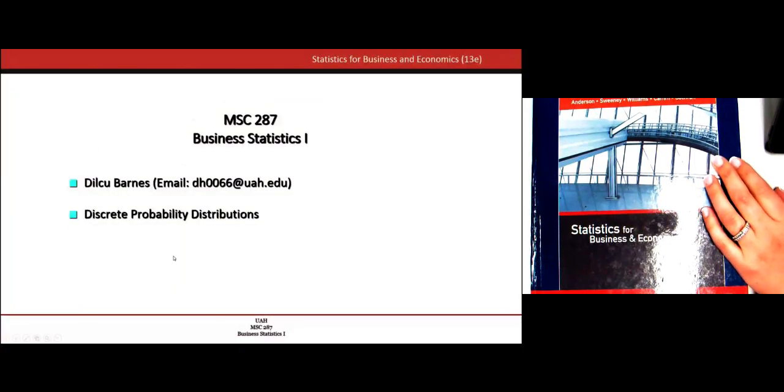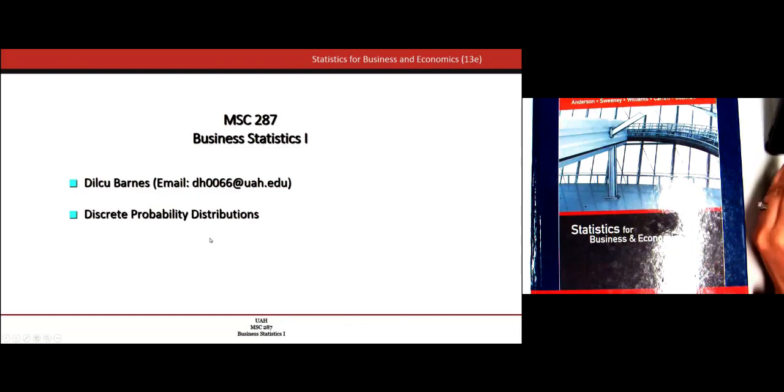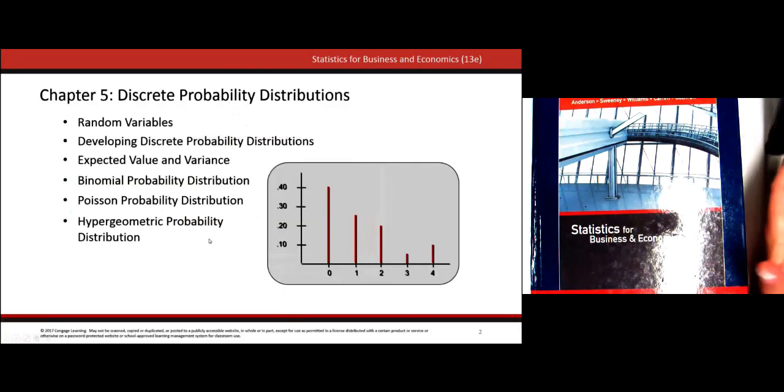Hello, today we will discuss discrete probability distributions. First we will discuss random variables. There are two types of random variables, discrete and continuous. And then we will discuss the discrete probability distributions, how to calculate expected value and variance of a discrete random variable. And then we have commonly used discrete probability distributions like binomial, Poisson, hypergeometric. We will also discuss these three discrete probability distributions.